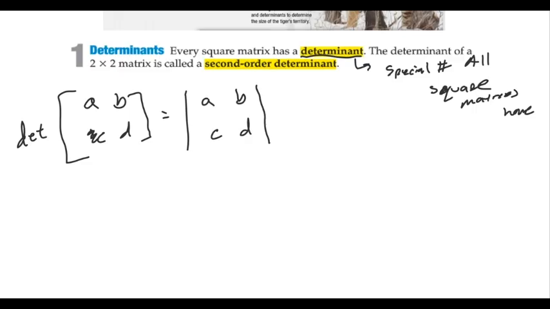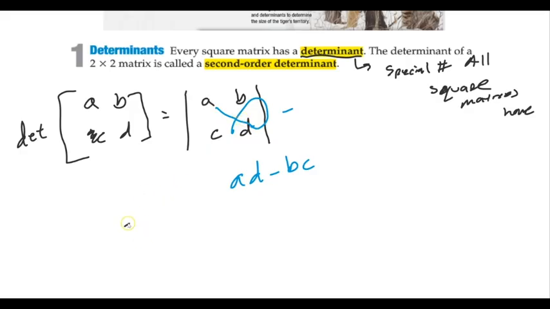Now how do we do it? Well, for a 2x2, all we do is downward diagonal minus upward diagonal. Let's make it like this. We're going to do AD minus BC. And that's how you find a determinant of a 2x2. That's the shortcut way of finding a determinant of a 2x2. But if you want to find that special number that all square matrices have, you just do downward diagonal minus upward diagonal.